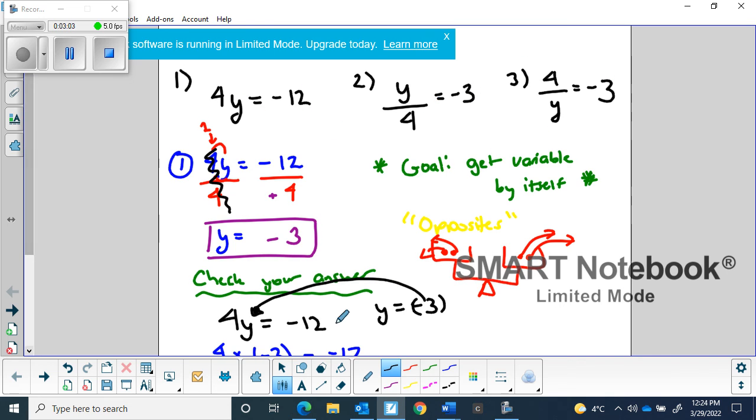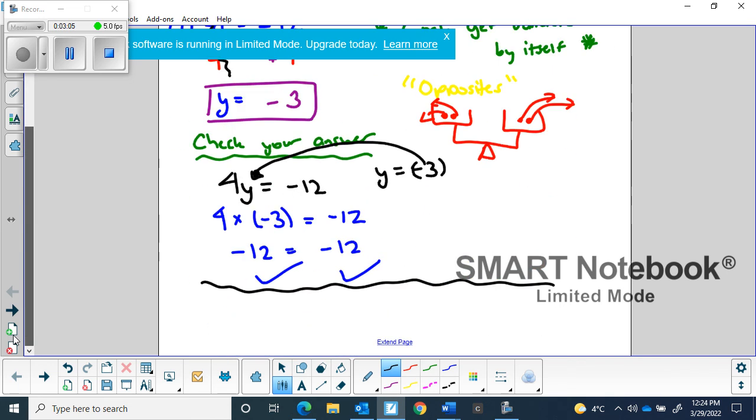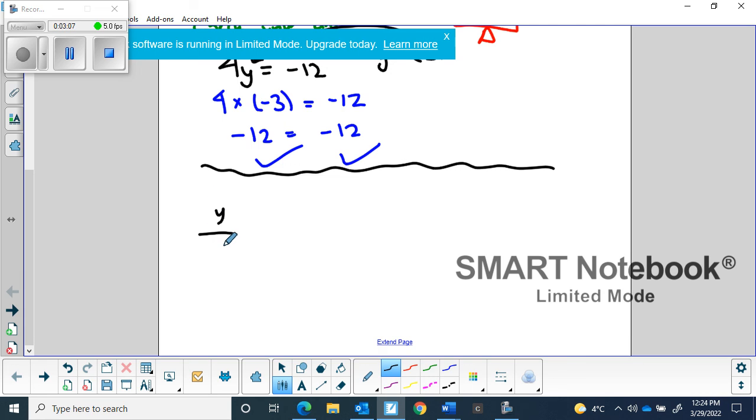Our second question is y over 4 equals negative 3. Again, our goal is to get this letter by itself, but right now it is attached to a 4 using division. If they're attached with division, I'm going to use the opposite operation to get rid of it. I'm going to detach them using multiplication. And I multiply by whatever is not the letter. So I multiply by 4.